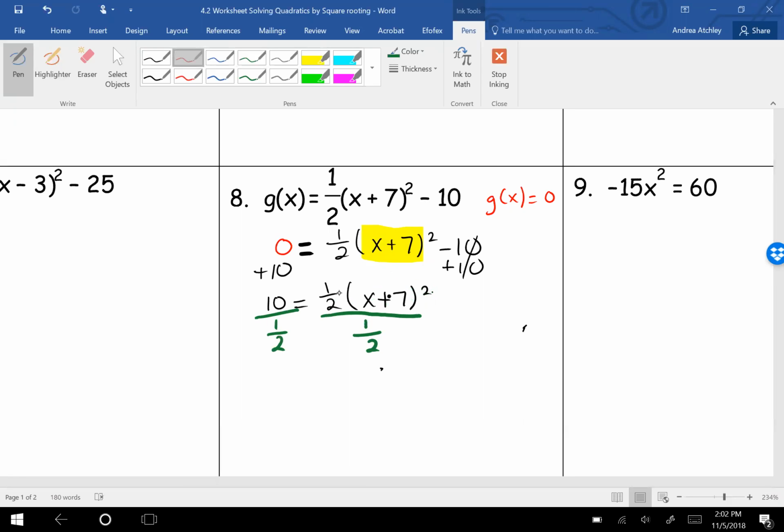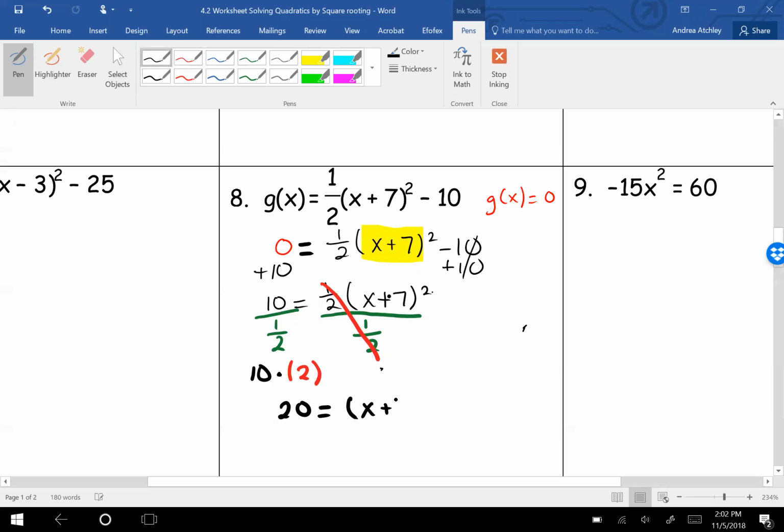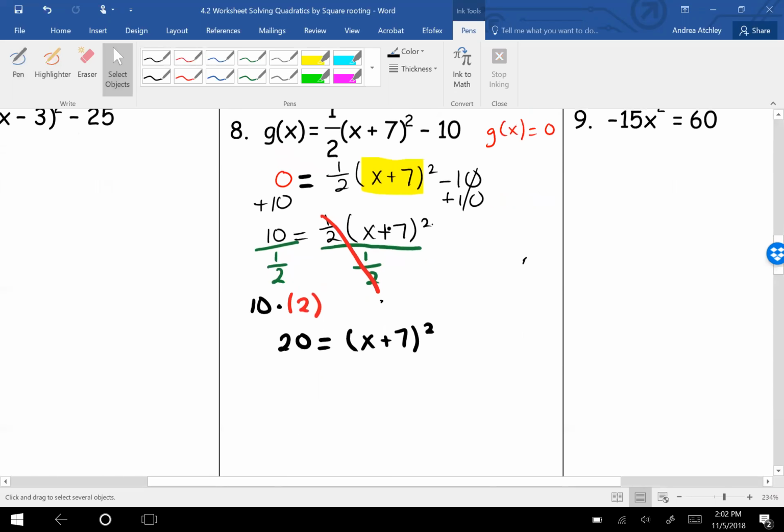Okay. Now dividing by a fraction is the same as multiplying by the reciprocal. So it's going to be 10 times the reciprocal of 1/2, which is 2. So 10 times 2 is 20, and that's going to equal now just the x plus 7, the whole thing squared. From there, now I'm done. I've isolated that x plus 7 squared.